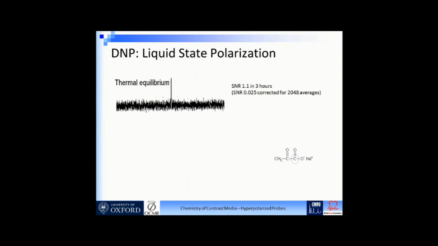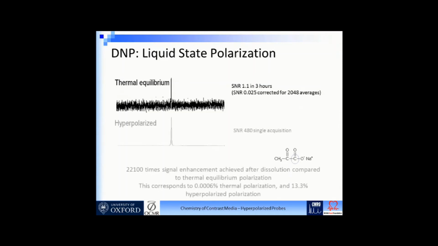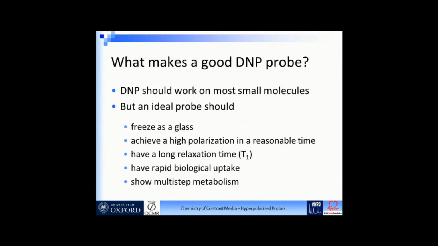So this is just an example of pyruvate or pyruvic acid at thermal equilibrium. This is a spectrum which took just over 3 hours to acquire, 2,500 averages. And this is exactly the same sample after hyperpolarization. You've got a signal-to-noise ratio there of 480 in a single sub-second acquisition. So that's a 22,000-fold enhancement achieved after dissolution compared to thermal equilibrium. So you can see the orders of magnitude of signal enhancement that you can gain through this technique.